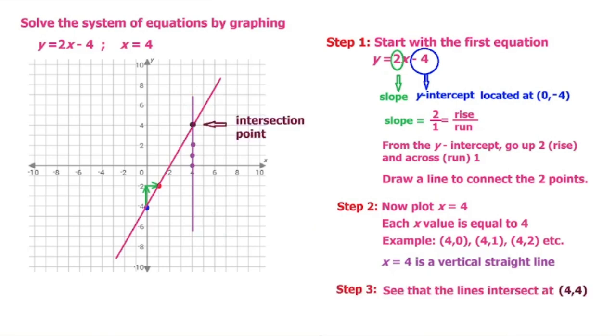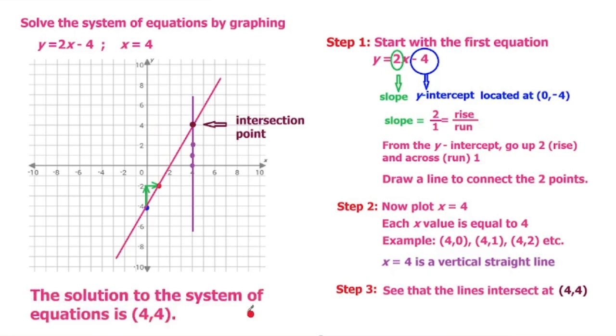So now we need to figure out where the intersection point is. And we can see it, it's right here. See that the lines intersect at 4 comma 4. So x is 4 and y is 4. So it's 4 comma 4. So the solution to the system of equations is 4 comma 4. There is one point that satisfies both the equations at the same time, and that's this point here. And that's what we found.